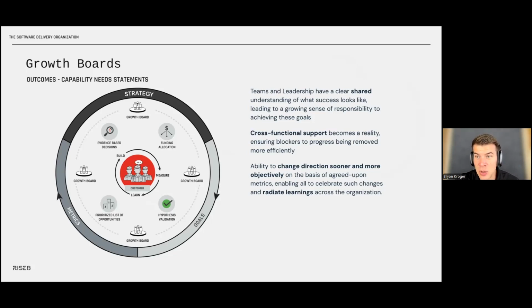So what's contracting's role? Unblock progress. What's security's role? Unblock process or progress. And those are the things we have to continually focus on. And then it also gives us the ability to change direction sooner and more objectively.